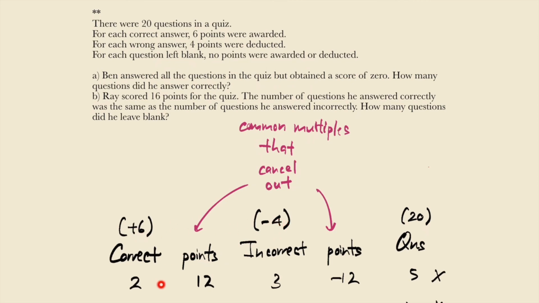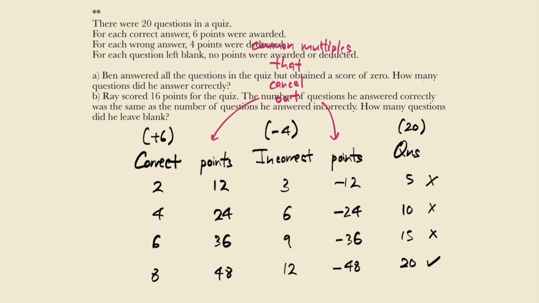So how many correct answers is that? 2. Getting us 2 times 6, getting us 12. How many 4s are there in 12? That's 3, isn't it? And therefore, we get 12 minus 12. Total points, 0. Problem though, there are a total of only 5 questions. But we're looking for 20 questions. So let's keep on guessing.